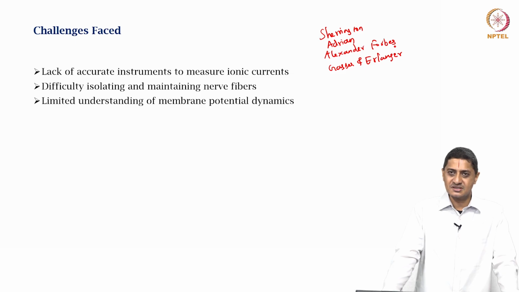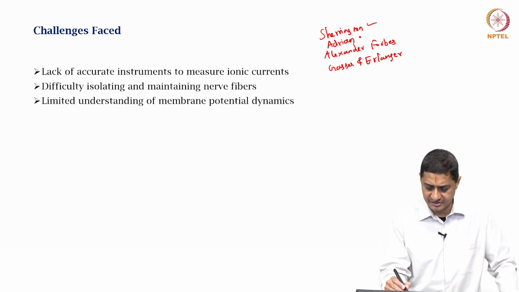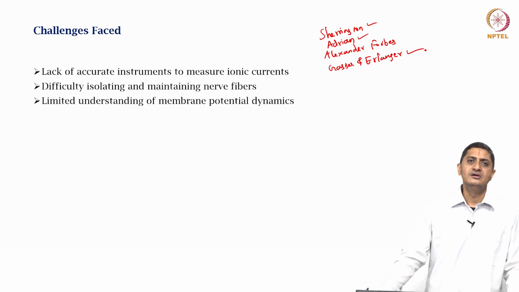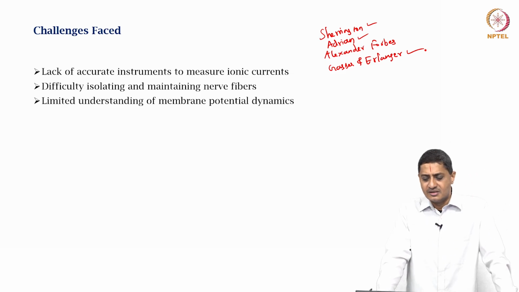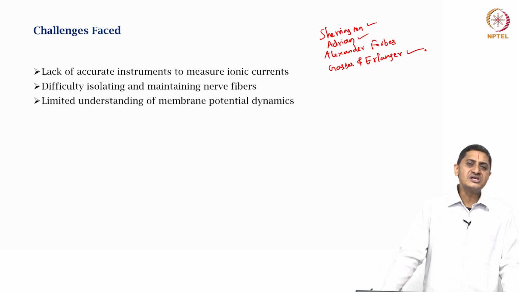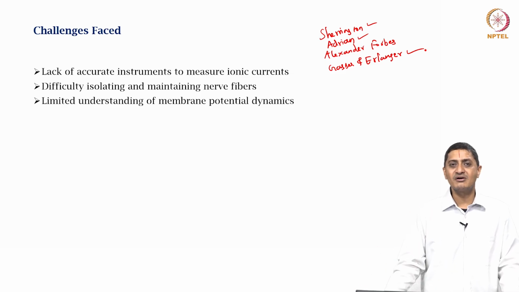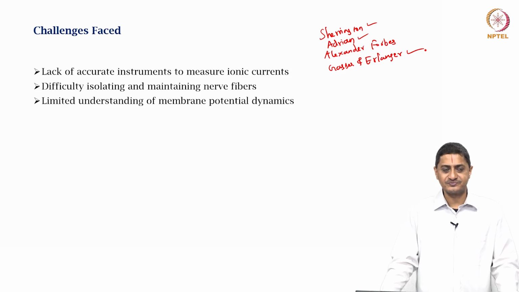That kind of resolution was lacking, despite all the contributions by all these Nobel laureates, though not all of them are Nobel laureates. Sherrington is a Nobel laureate, Adrian is a Nobel laureate, Gasser and Erlanger are Nobel laureates, but not Alexander Forbes. Despite the brilliant contributions of all these legends, you still lacked the sensitivity and the resolution to measure from individual axons or the membrane potential across the plasma membrane of individual neuronal cells.